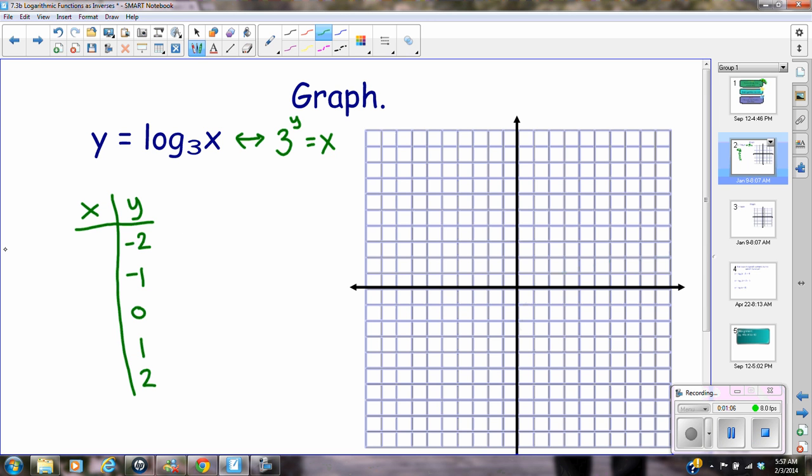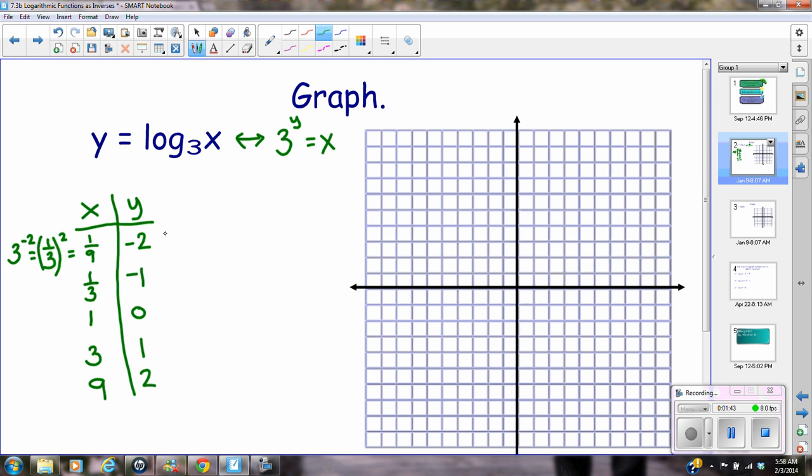And we'll figure out what that is. So 3 to the -2 power, remember we can think of as flip the 3 over. So flip it to 1/3 and raise it to the second power. So the answer here is 1/9. This one would be 3 to the -1, which is 1/3 to the first, so 1/3. This is 3 to the 0. We know anything to the 0 is 1. 3 to the first is 3, and 3 to the second is 9.